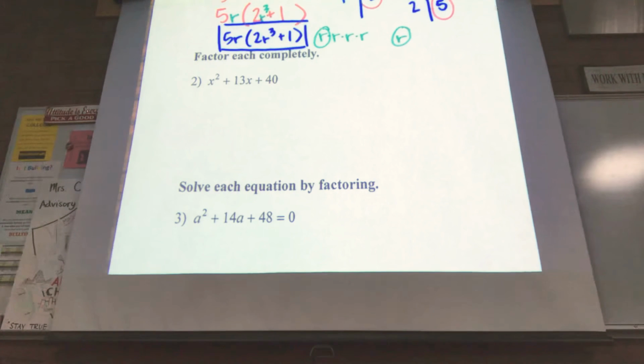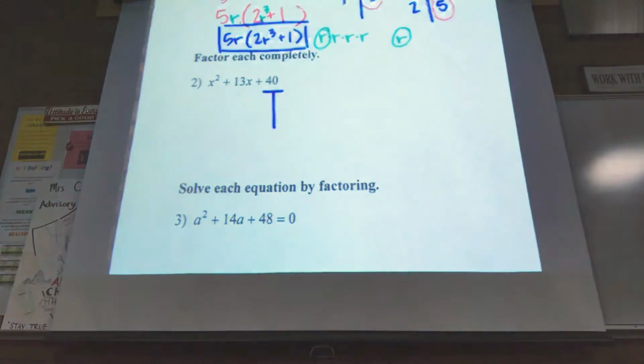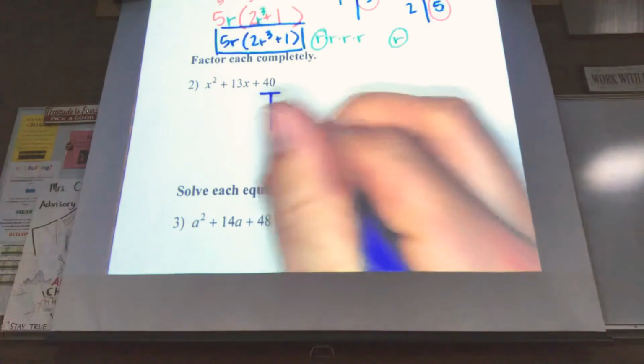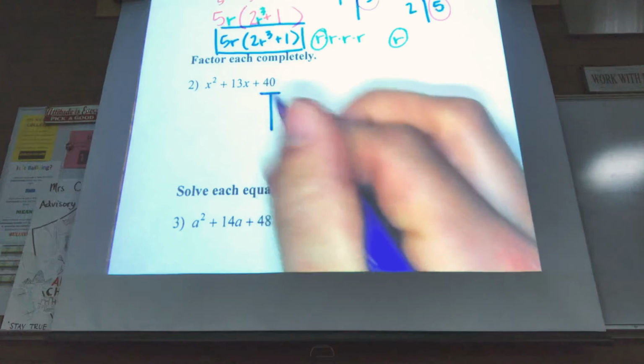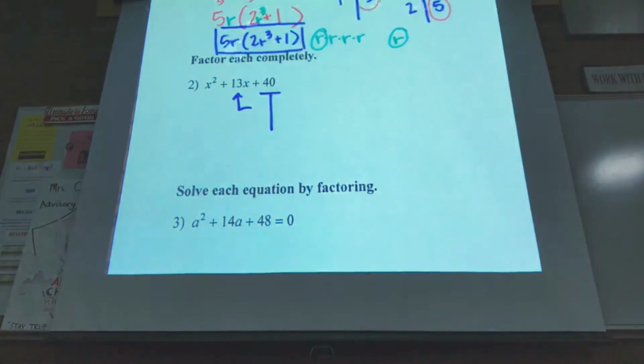When we are factoring a quadratic expression, we need to draw a little t-chart, our factor chart, under our last term. Usually it's a constant, with no variables attached. Our last term is 40. We need to decide what two numbers multiply to give us 40, but then add together to give us our middle term of 13.